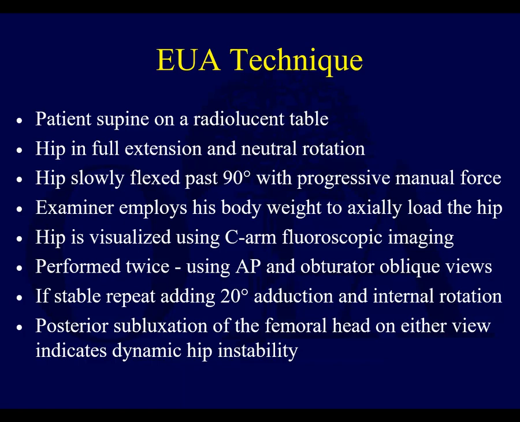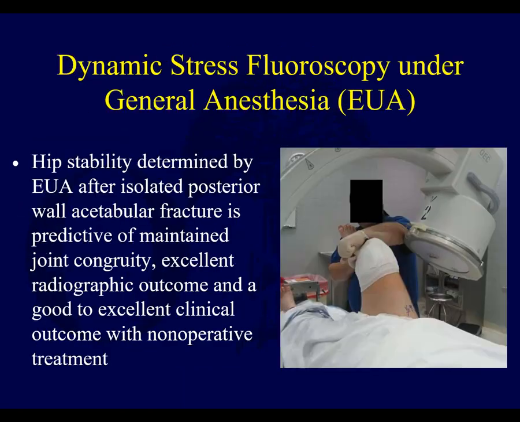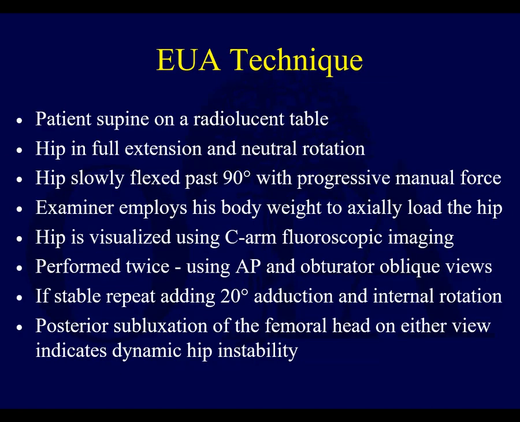So what do you do? You put the patient supine on a radiolucent table, hips in full extension, neutral rotation, and then you slowly flex them up, and you apply some progressive manual force. You use your body weight. You axially load the hip, as shown here. I'm going back a slide. You look at the hip on C-arm, and you do this on an AP as well as an obturator oblique view, because that's the view that nicely shows you the posterior wall, right?